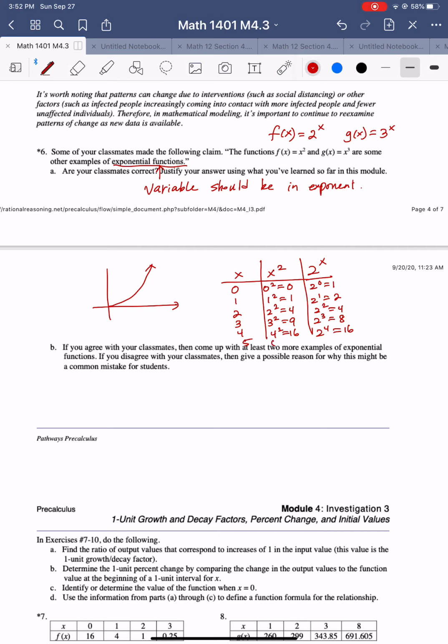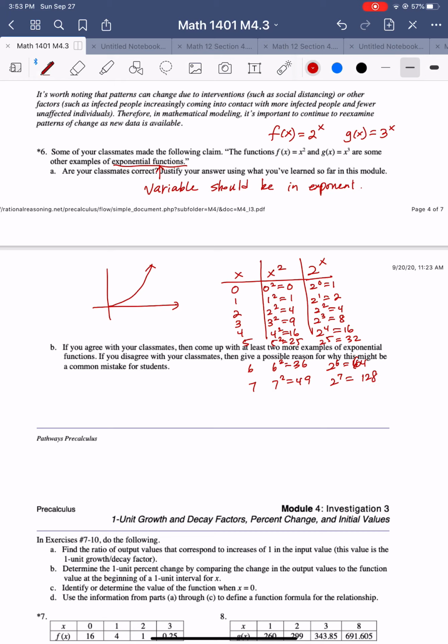And then 5 squared is 25, but 2 to the 5th becomes 32. So now from the 5, the y value is getting bigger, okay? Then you can go to 6 squared equals 36, but 2 to the 6 equals 64. See that? Already twice as much, isn't it? And then 7 squared is 49, but 2 to the 7 is 128. See the difference, okay? So it's getting more and more different.